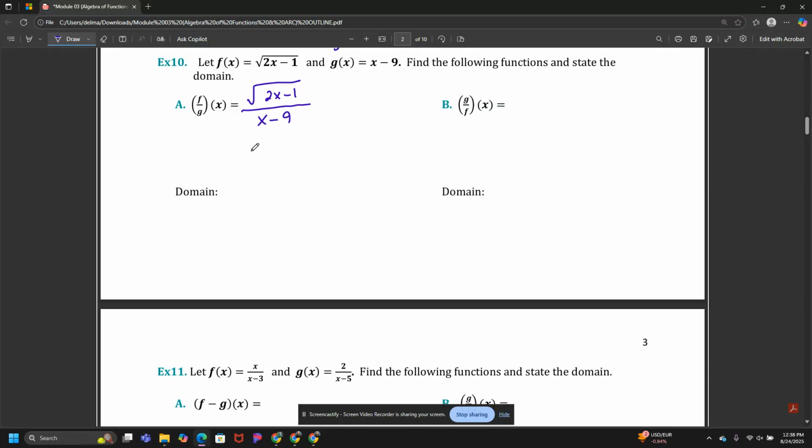Okay, so let's find our domains. Well, we know that this has to be greater than or equal to 0. So let's go ahead and solve that. So let's add 1, because we have to find the domain of each, remember. So that's 2x. So x has to be greater than or equal to 1/2.